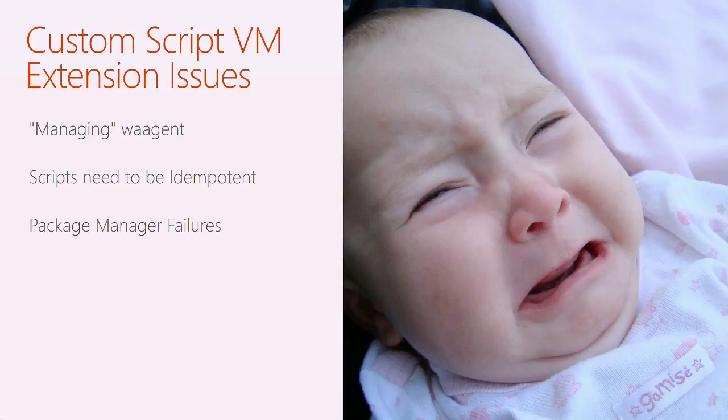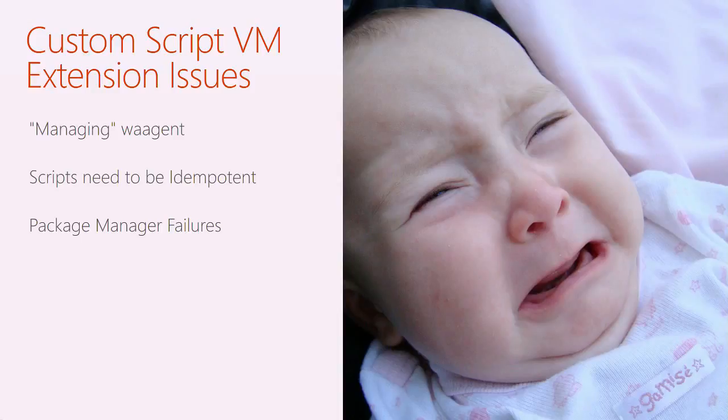The other thing to bear in mind if you are using script VM extensions is that your scripts need to be idempotent. If you're deploying again, your script will run again. So you need to make sure that if it's running on a VM that's already been provisioned, that script is not going to change anything. It's not going to download Elasticsearch, download Java, et cetera.